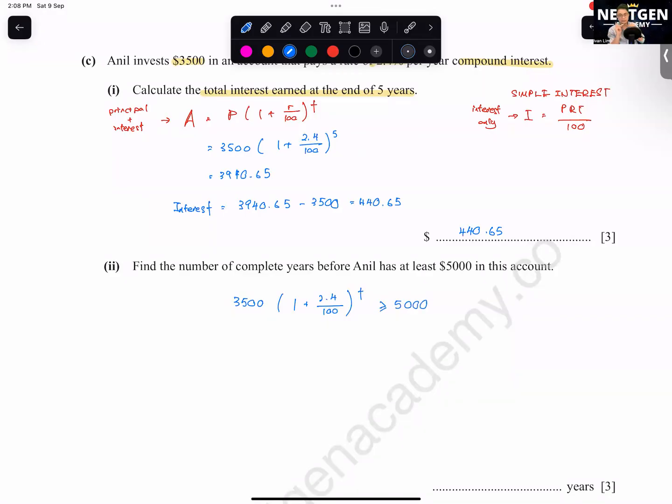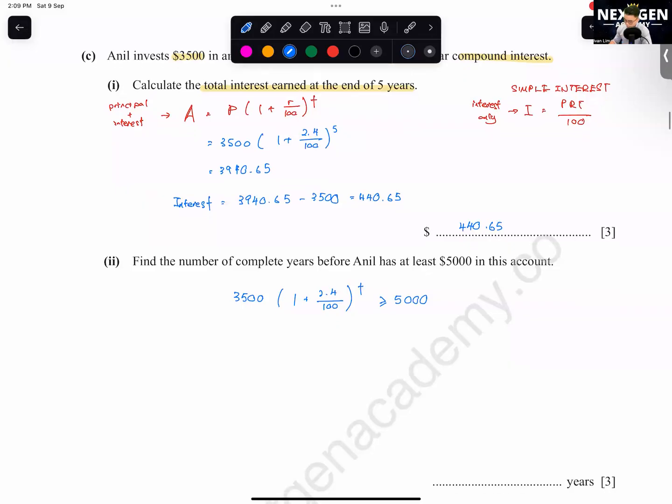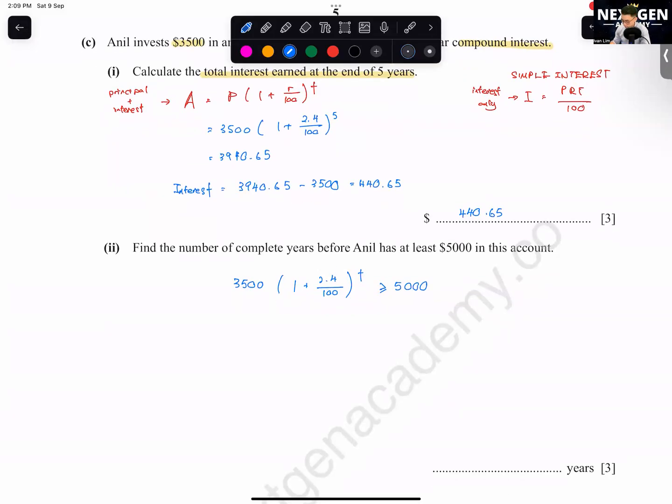I want you all to take note on this question here. In maths, you all never learn ln or log, right? We simplify this equation first. You get 1.024 power t more than or equals to, you bring the 3,500 to the right hand side, you get here 1.42857. For math students, I know what you all will do. You will take log or ln, put it at the left hand side for both, then bring the t down.